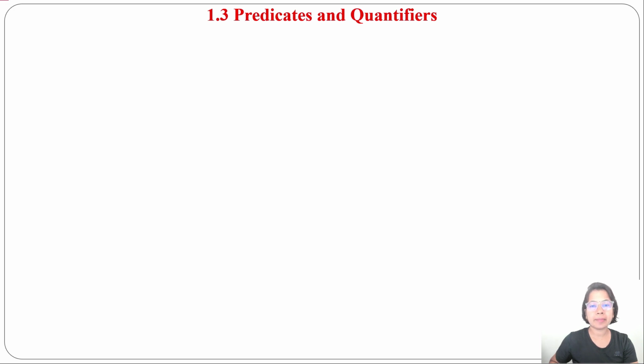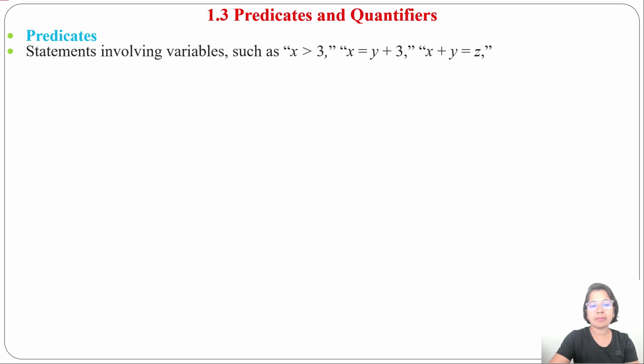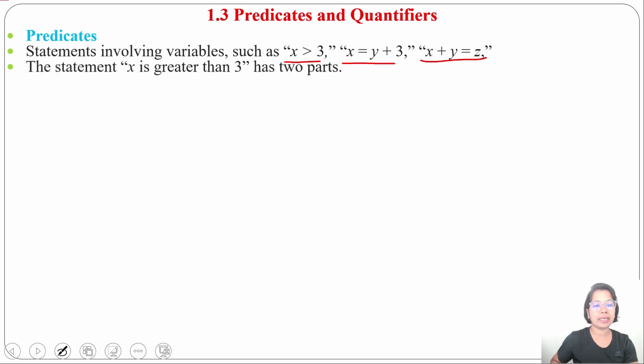But these statements we can write by using predicates. So statements involving variables such as x greater than 3, x equals y plus 3, x plus y equals z are not propositions, but we can write them by using predicates. So first understand what is a predicate. Let's take the first example, x is greater than 3.